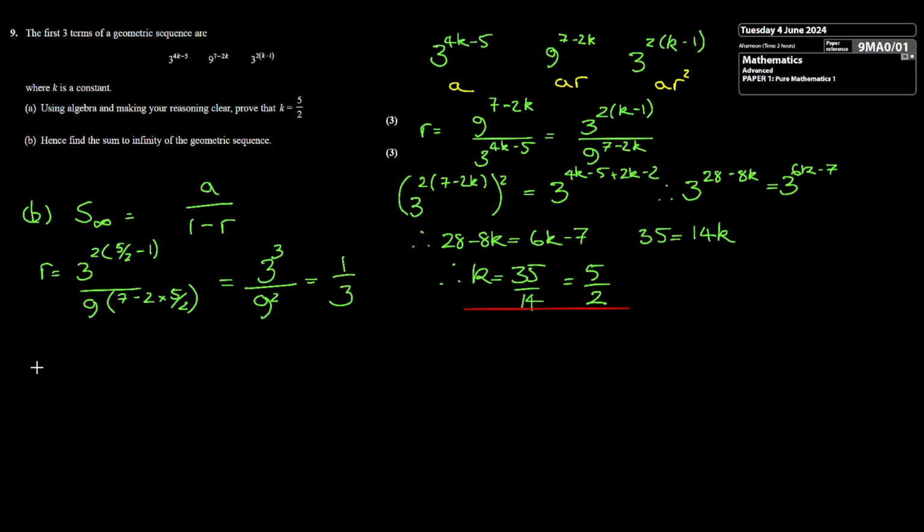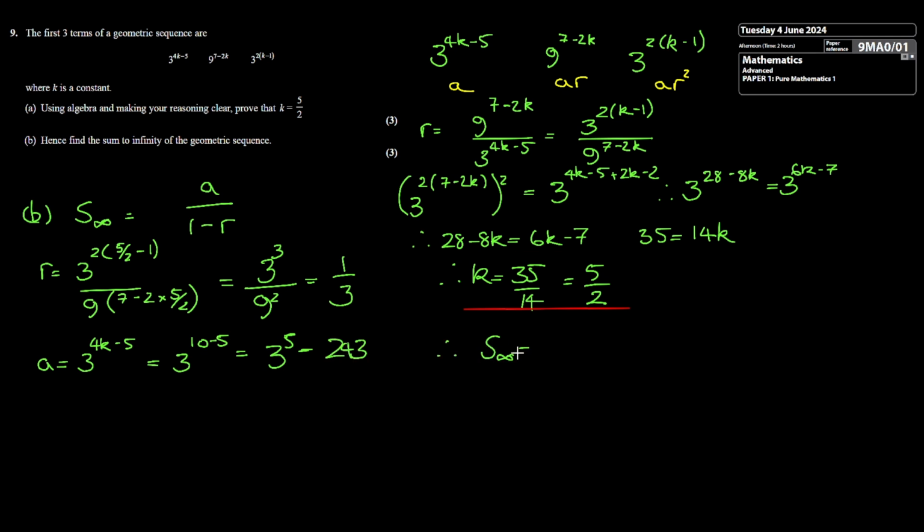And I might as well do A while I'm at it. A is equal to our old expression here, which is 3 to the 4k minus 5. K now being 5 over 2. So this is equal to 3 to the, 5 over 2 times 2 times 2, that's 3 to the 10 minus 5. So this is equal to 3 to the 5. And that's equal to 243.